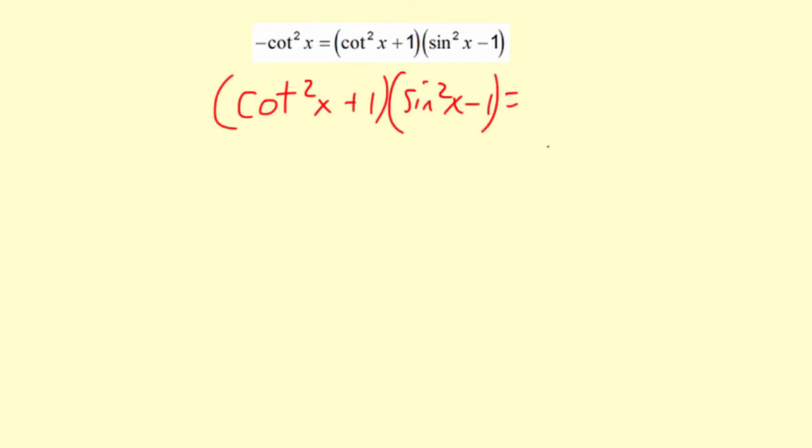Okay, then what I'm going to do is I'm going to try and simplify. So this is a Pythagorean identity. Cotangent squared x plus 1 equals cosecant squared x. So I'm just going to write cosecant squared x for that.